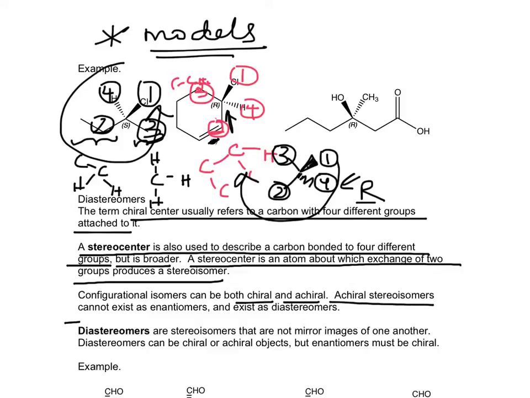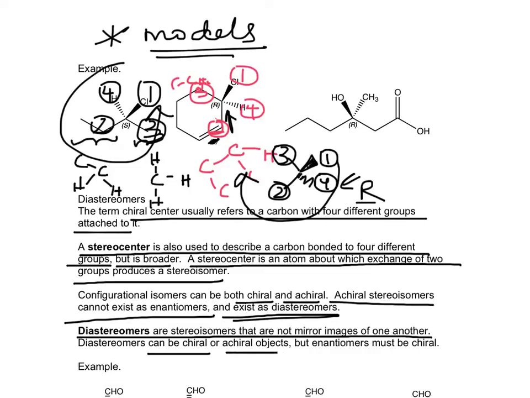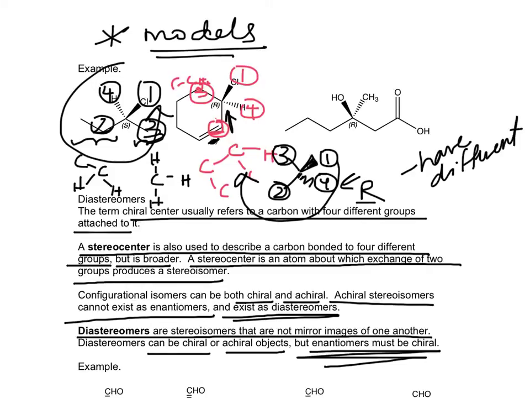Achiral stereoisomers cannot exist as enantiomers, but they can exist as diastereomers. Formally, diastereomers are stereoisomers that are not mirror images of one another. They can be chiral or achiral objects. Enantiomers must be chiral. So diastereomers have a different 3D arrangement of atoms. However, they do not have to be chiral. They can be chiral and they can be achiral.